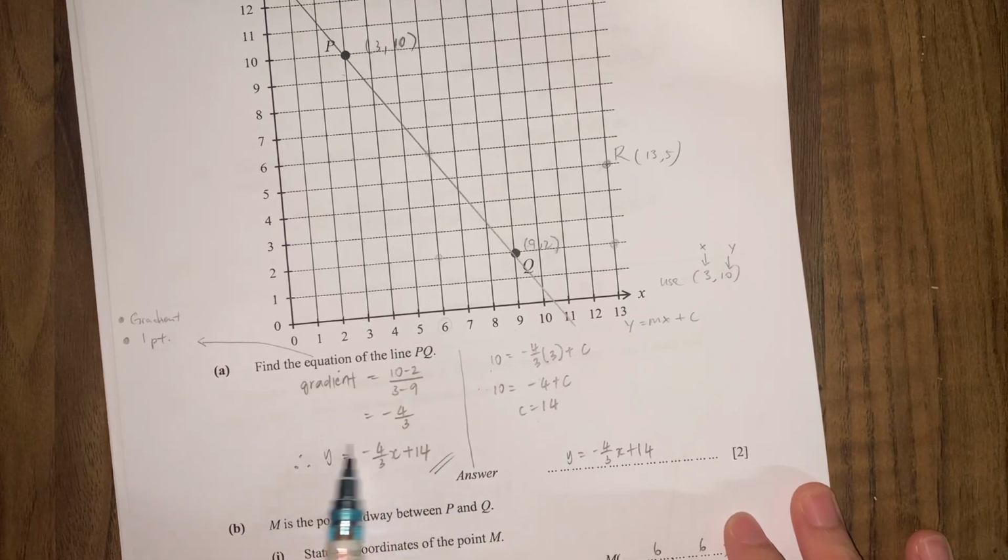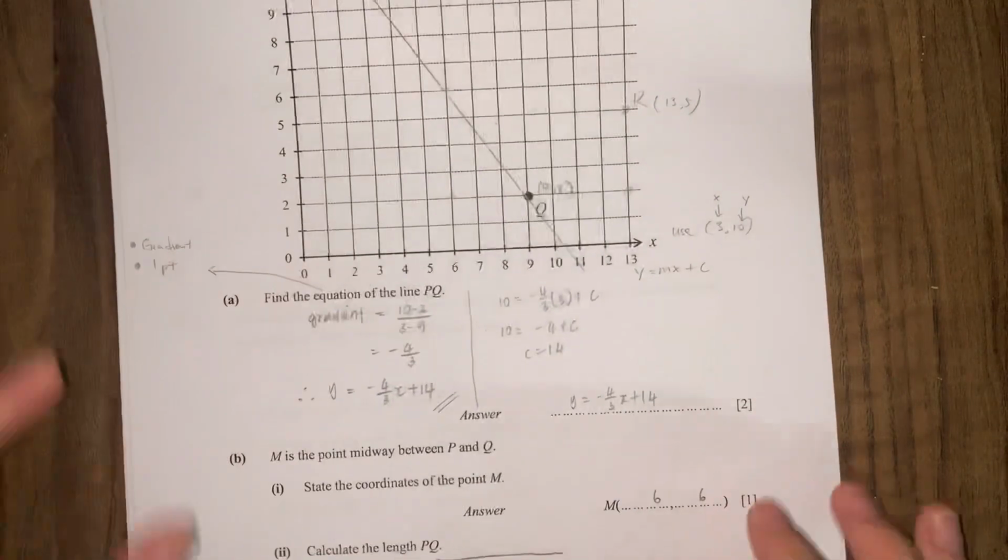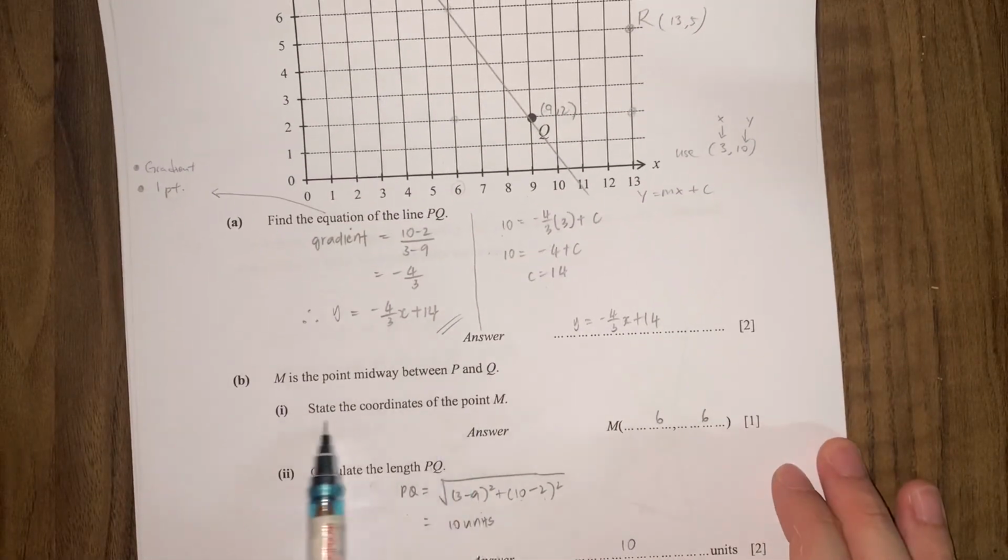So this final line is the answer. So it's y equals mx plus c, you found m, and c is 14. So this is the full answer. Okay, so next, they ask you for the coordinates of M.